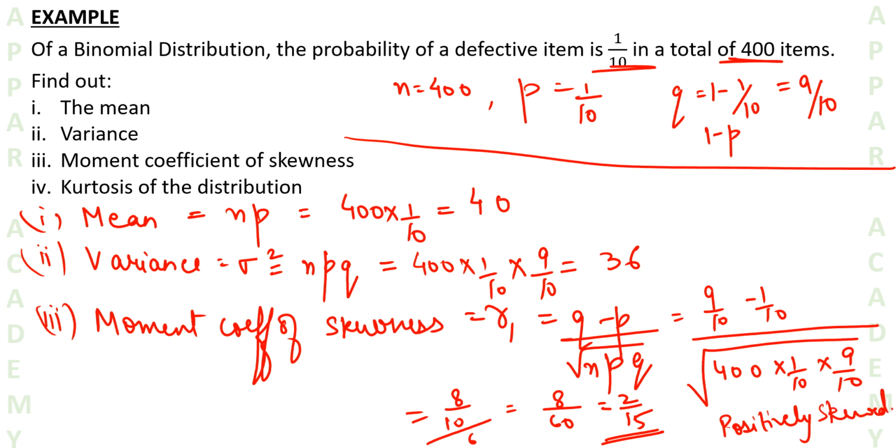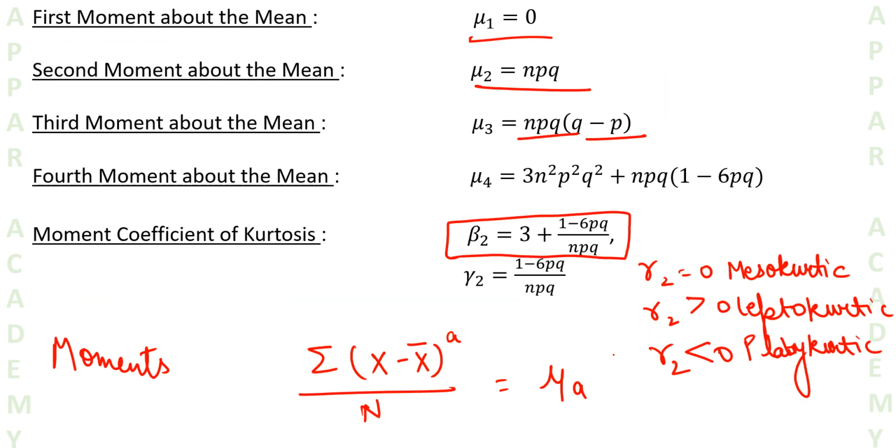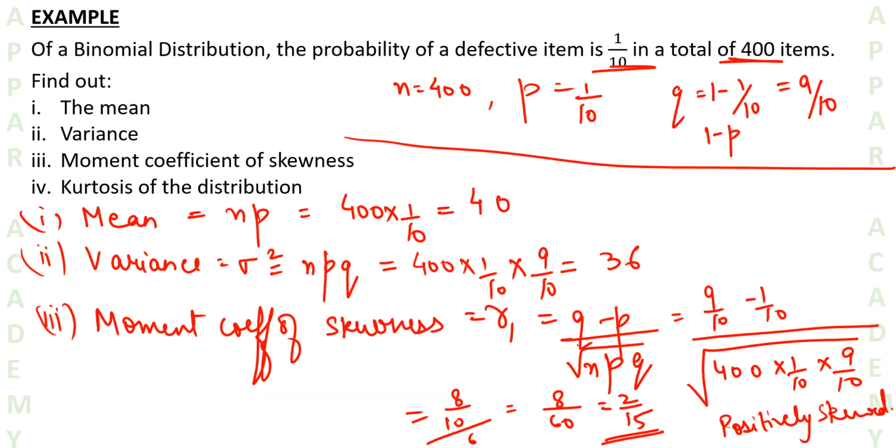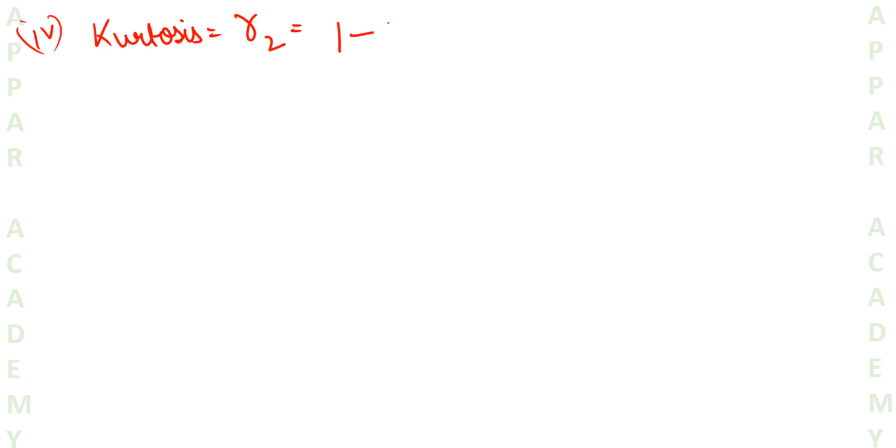So now fourth part, kurtosis of a distribution. So kurtosis, we all know it is represented by gamma 2, right? So first of all, let's see, what is gamma 2? We can see it from here. This is gamma 2, 1 minus 6pq upon npq. So this is 1 minus 6pq upon n into p into q, right?